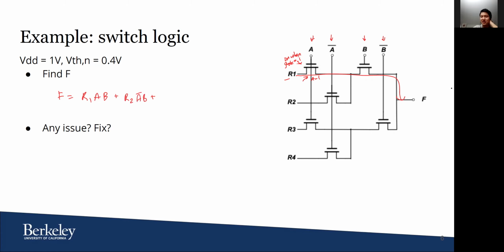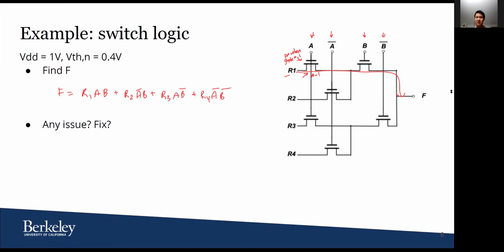And then we can do the same thing for R3. This will be A and not B. And then R4, not A and not B. So that's how you would construct the switch logic for this diagram here.